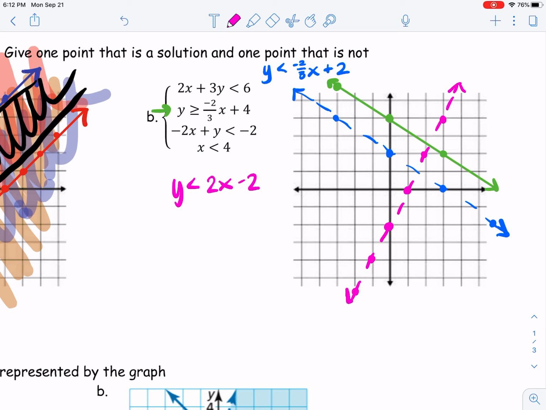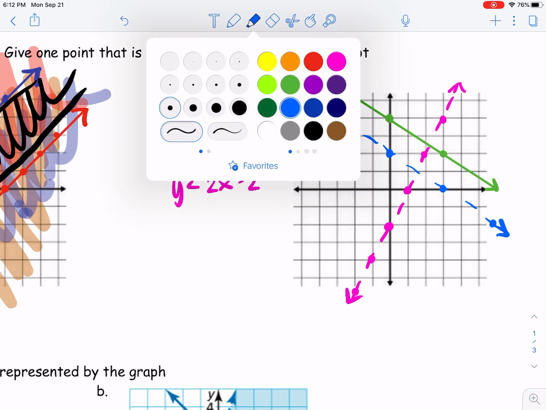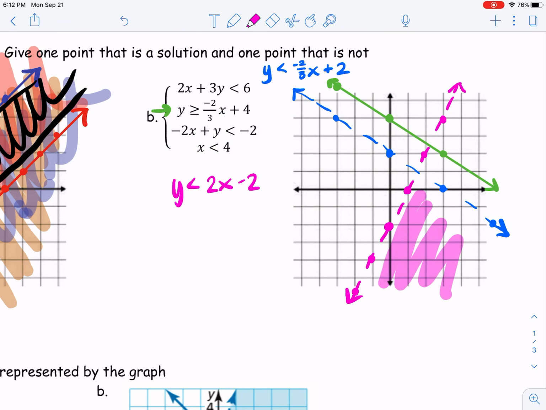And that one, technically, I would have been shading below the pink line. So that would have been here, in those regions, everything below that pink line.